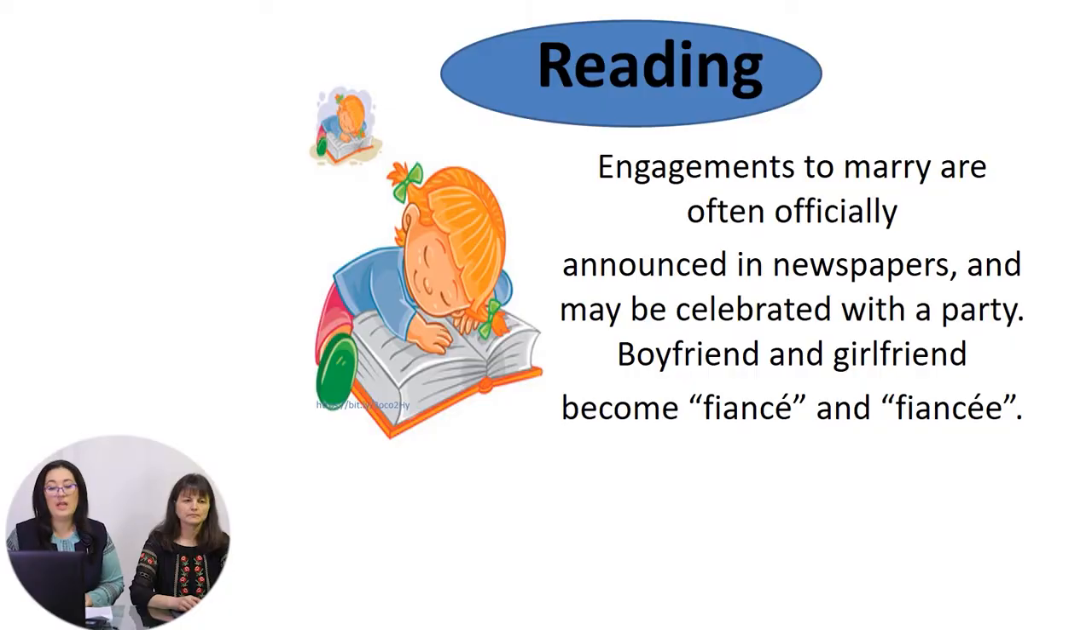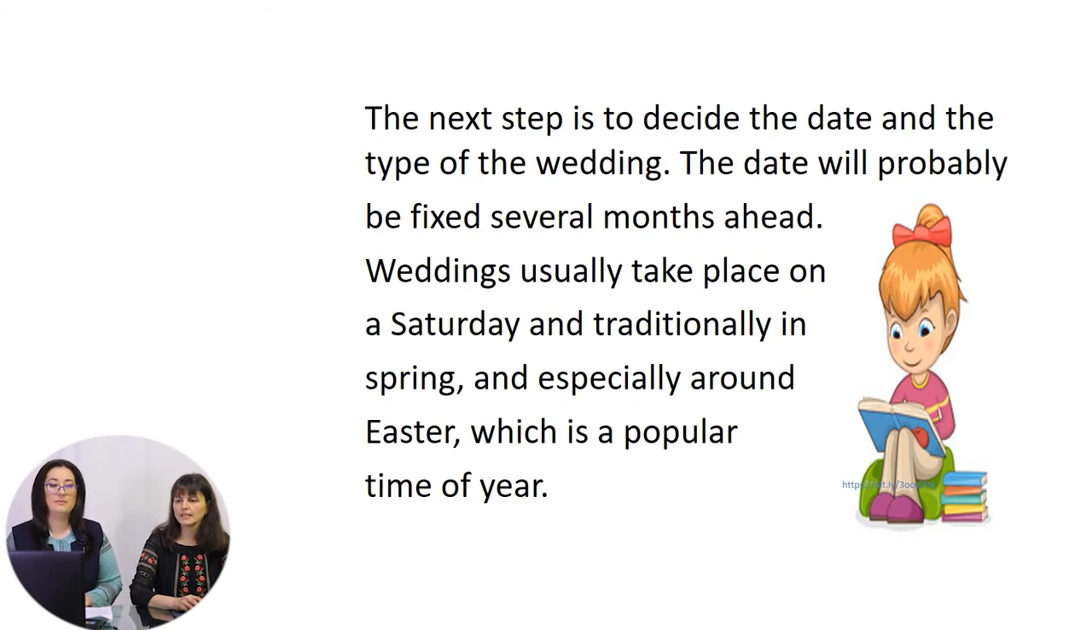Now it is time to see how people in the UK celebrate weddings. If you are eager to find out, we invite you to read the text. Engagements to marry are often officially announced in newspapers and may be celebrated with a party. Boyfriend and girlfriend become fiancé and fiancée. The next step is to decide the date and the type of the wedding. The date will probably be fixed several months ahead. Weddings usually take place on a Saturday and traditionally in spring or especially around Easter, which is a popular time of year.